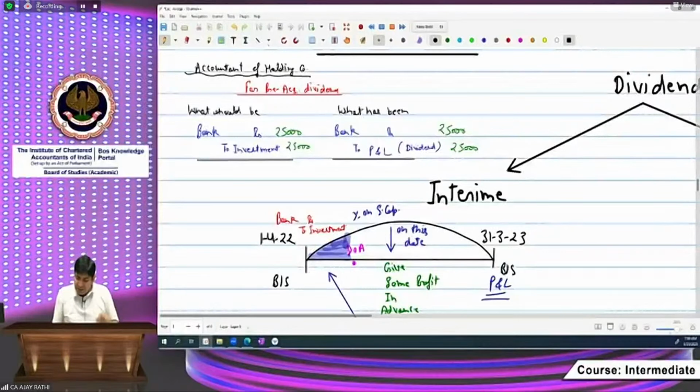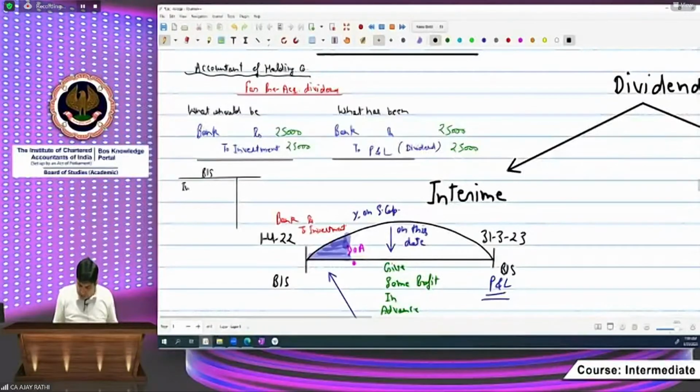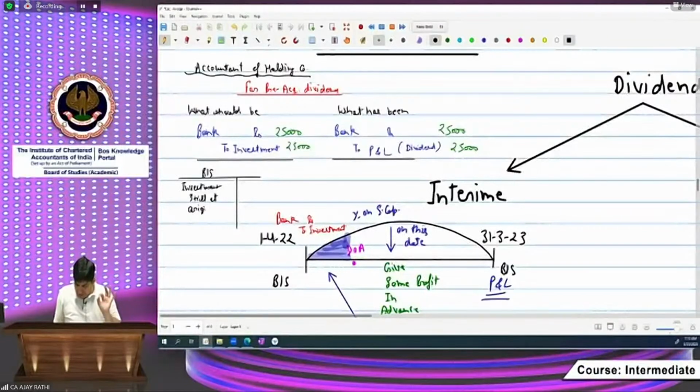It means he has shown investment in the balance sheet, and in the balance sheet, investments are still at cost, still at original cost. It means he has not reduced such investment cost by 25,000. That is the recovery of cost as per AS 13. Okay, but Abdul, no, don't worry.